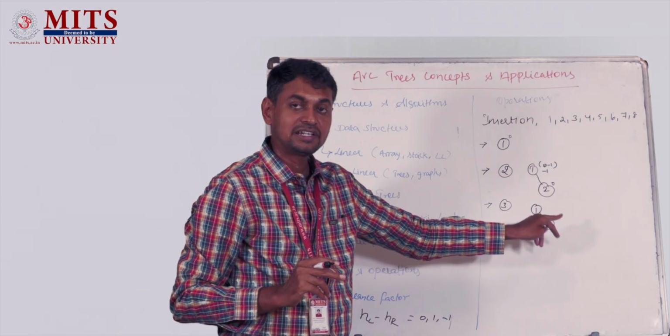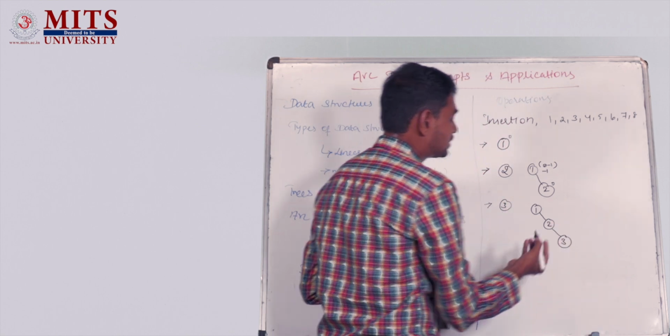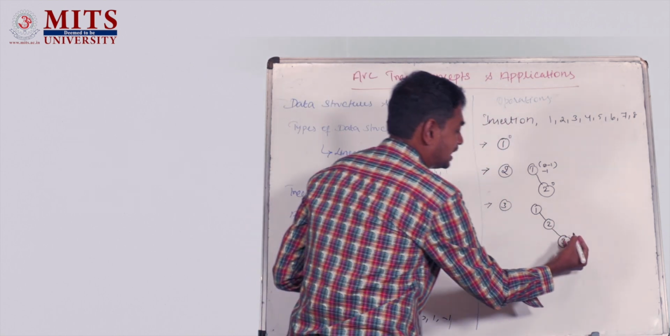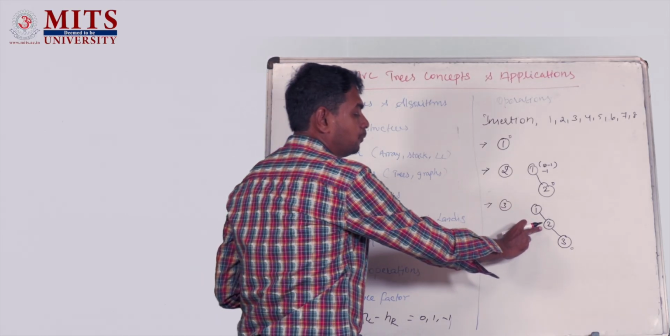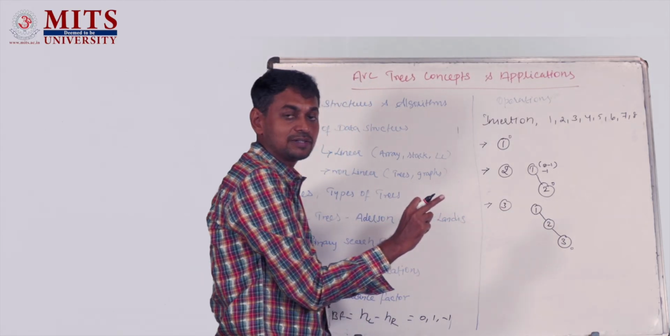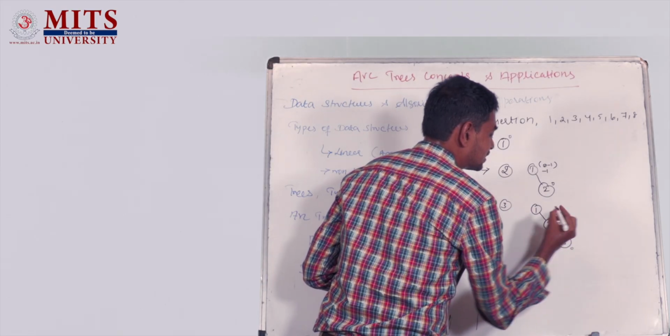Then it is greater than 2, so I was inserting in the rightmost end. Okay, now start calculating the balance factor. So the balance factor for 3 is, as it is a child, 0. Here 2 has no left subtree, it contains only the right subtree. So 0 minus 1, it can be considered as minus 1.